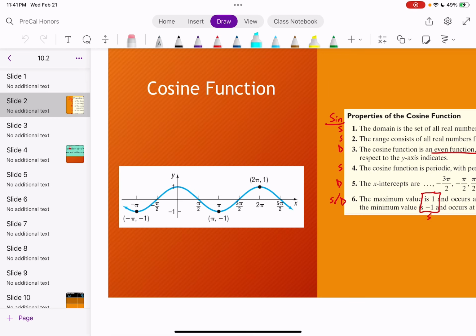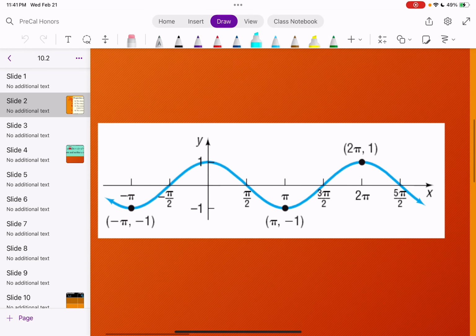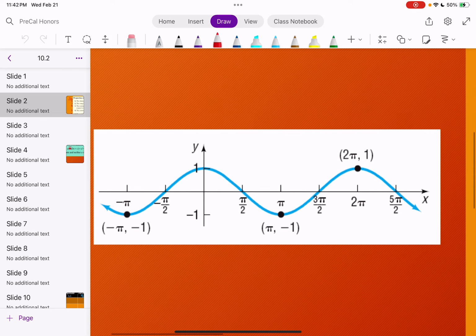In slide 2, we first start by taking a look at the actual graphing of our cosine function. Notice one of the largest differences that we see here is that on the y-axis, we actually have the y-intercept occurring at 0, 1, when with a sine function, it was actually occurring at the origin itself.